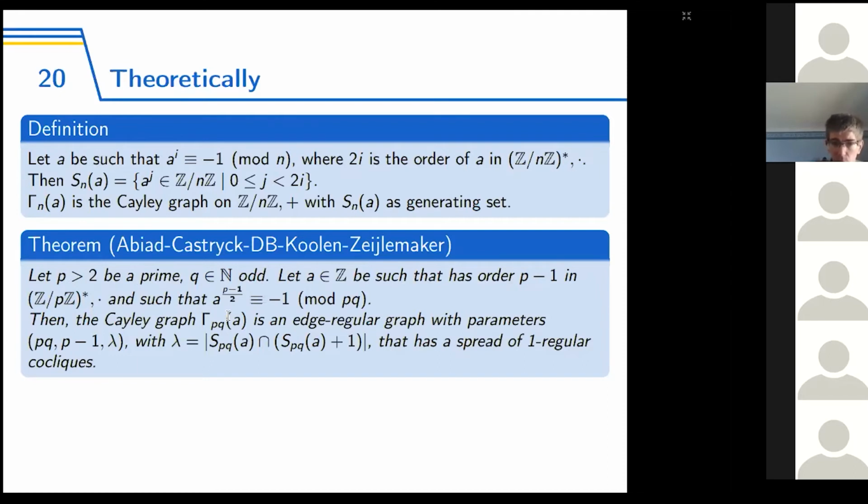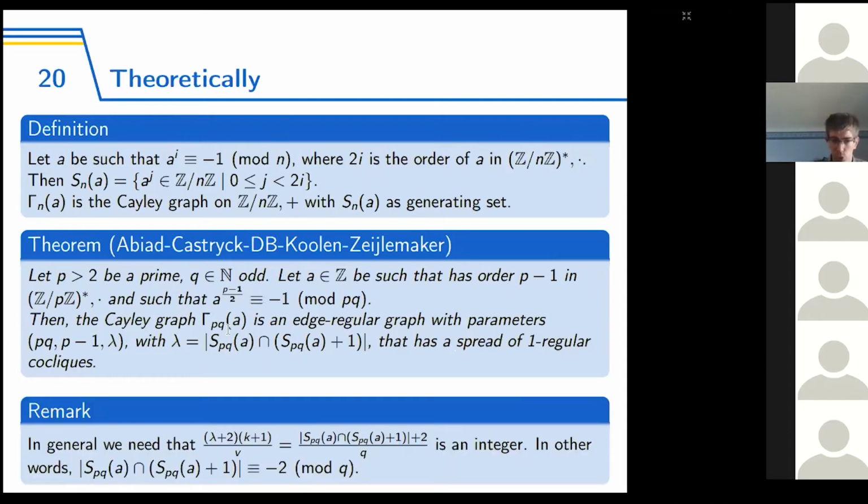And you find the Cayley graph, which is an edge regular graph, with these parameters. So we know p and q because that's given, and the lambda of the edge regularity is given by this intersection size, and that's important for the remainder of the talk. So this intersection size of this set of powers with the set of powers shifted by 1, because this gives you the parameter of the edge regularity. Of course, this graph has a spread of regular co-cliques.